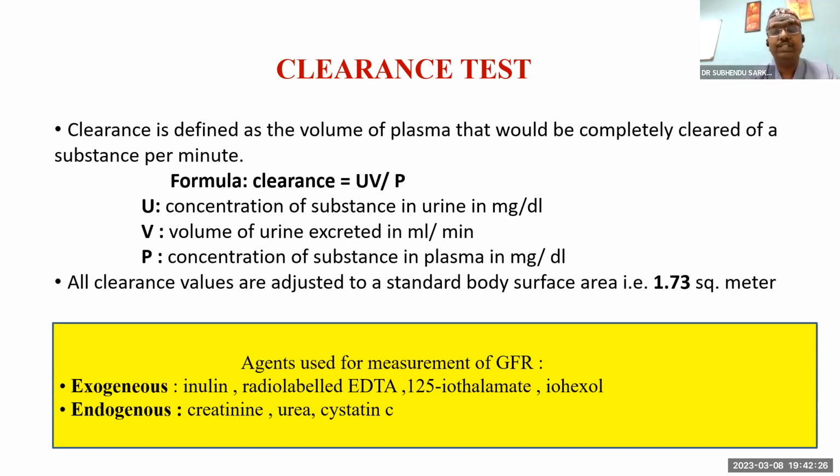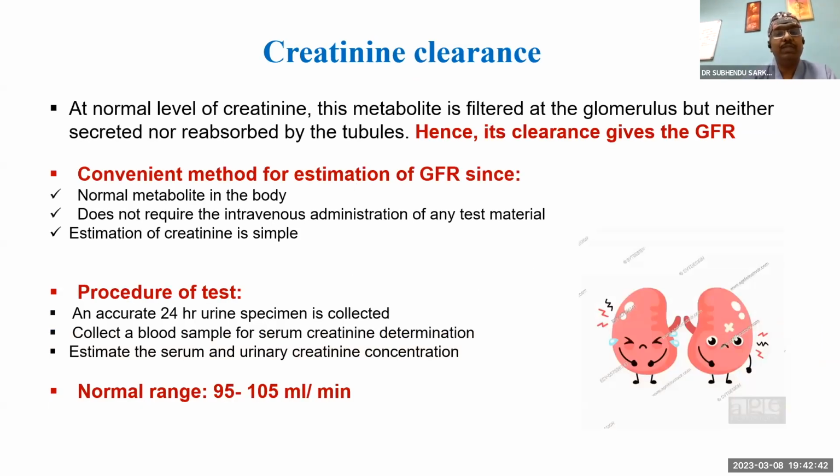The agents used for GFR analysis can be exogenous or endogenous substances. Among endogenous, it is urea, creatinine, and cystatin C. For exogenous, usually inulin is the first choice. First comes creatinine at normal level. This metabolite is filtered at the glomerulus, but neither secreted nor reabsorbed by the tubule. Hence, its clearance keeps the GFR. It is a convenient method for estimation of the GFR, because it is a normal metabolite of the body and doesn't require any intravenous administration of test material. And estimation of creatinine is very simple.